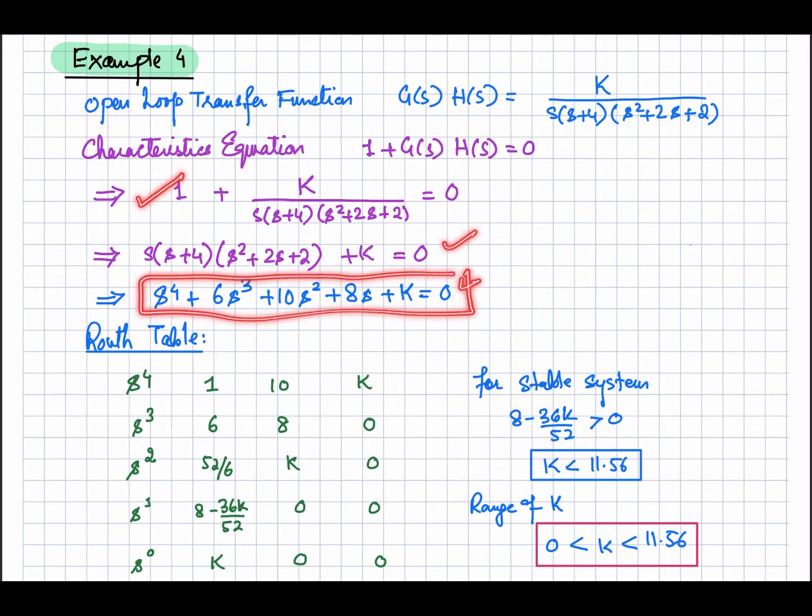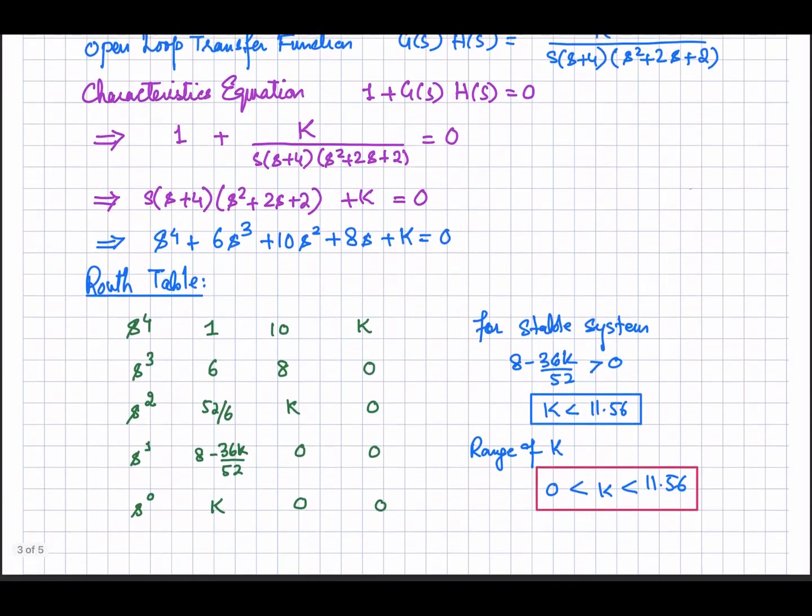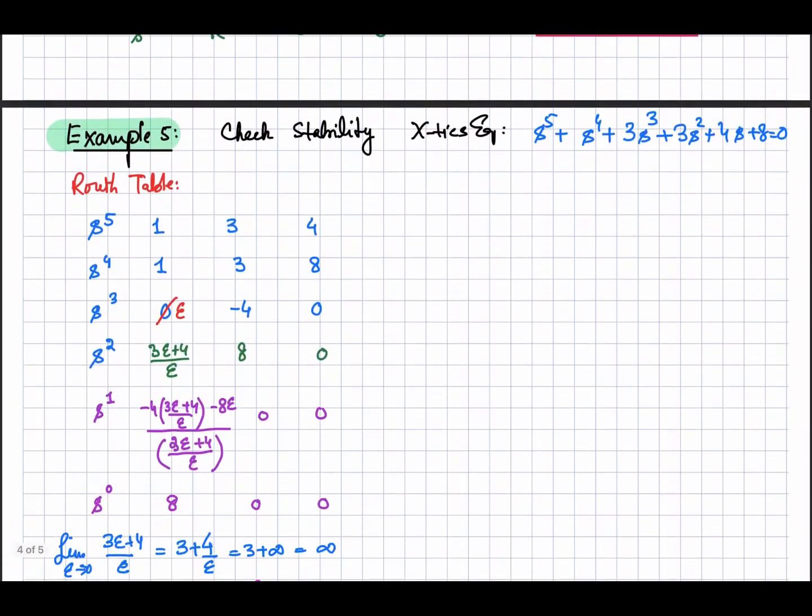Now we can develop the Routh table. The Routh table will start from s to the power 4, because the maximum power is 4, then 3, 2, 1 and 0, taking the coefficients from this equation, and this is the Routh table. In order to have a stable system, this must be positive, so we set it greater than 0, and if we solve it for k, it will be equal to 11.56. So the range of k is from 0 to 11.56 for the stable system. If k is outside this range, then your system is unstable.